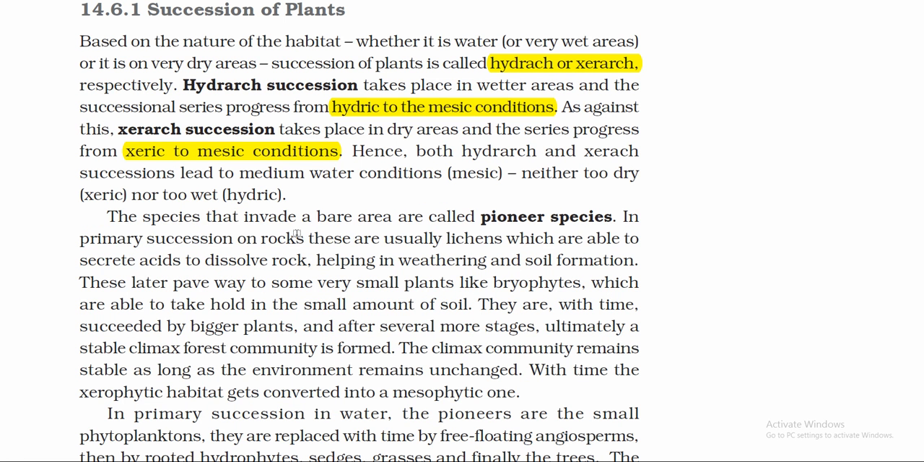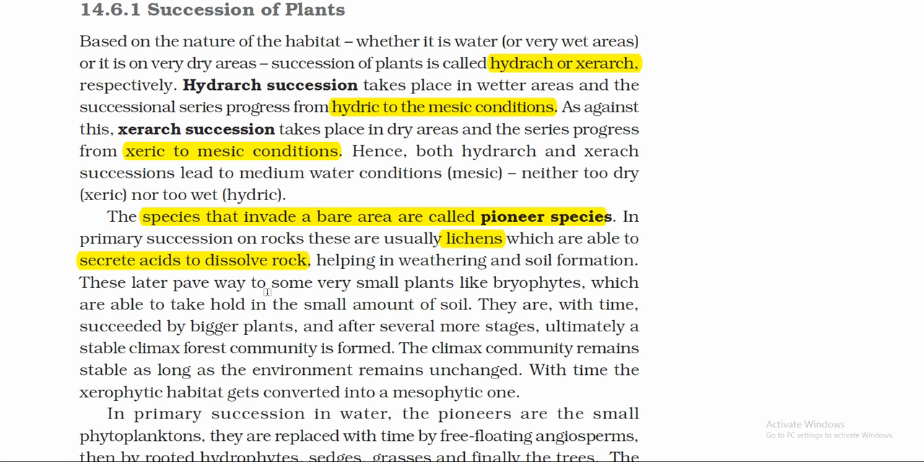The species that invade a bare area are called pioneer species. Which area? Bare area, barren land. In primary succession on rocks, these are usually lichens, which are able to secrete acids to dissolve rock. First ones are lichens. What do the acids do? They help in weathering and soil formation.